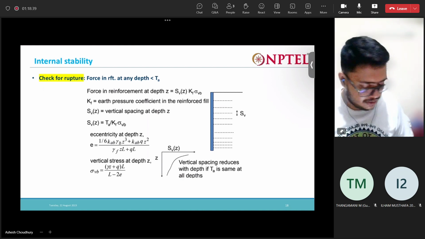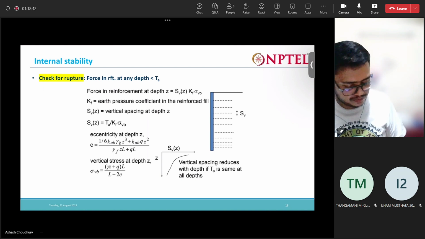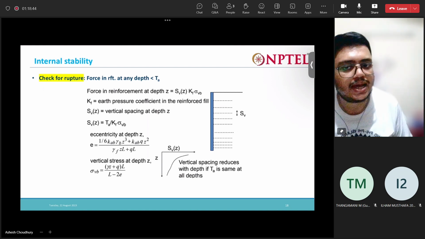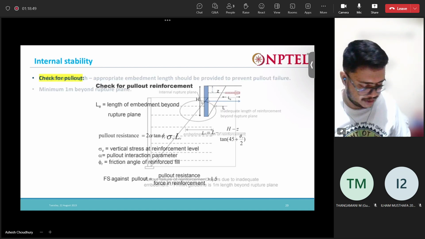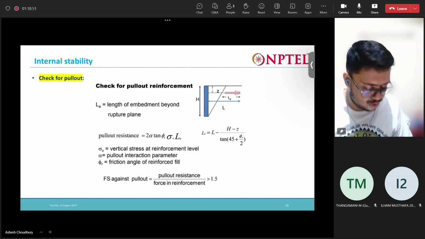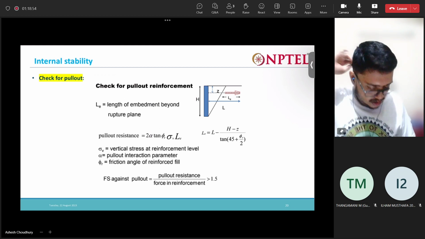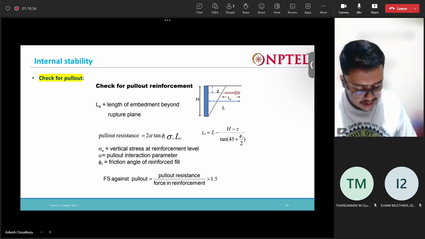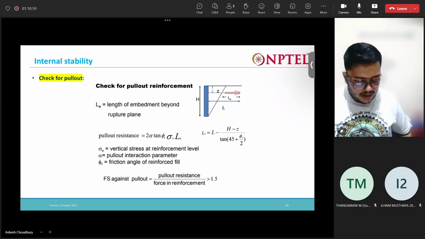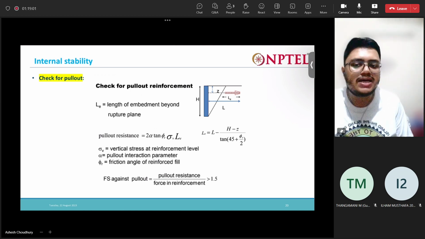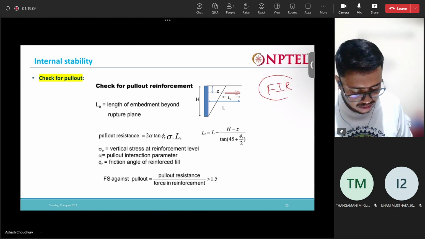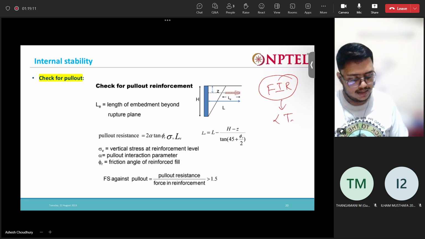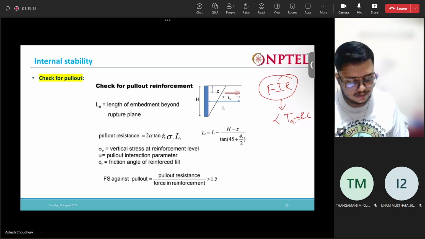So the force coming on some reinforcement, we need to ensure that it is less than the allowable tensile strength. That is the rupture check. And now next we need to check for the pull out. Okay, so the pull out check, what we need to do? The force in reinforcement should be less than Ta, that is the allowable tensile strength. That is our rupture check.